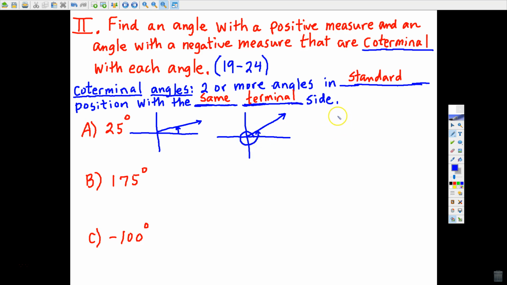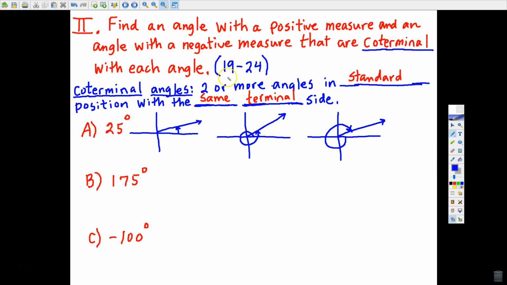Okay, let me do another example in the negative direction. If I go this way, and I stop at that same angle, but I went in a negative direction, well, now I've done 25 minus 360. Same terminal side, and that's what it means to be coterminal. All right, two angles, they have different degree measures, but they actually have the same terminal side. All right, so you don't have to draw this. I just wanted to illustrate.